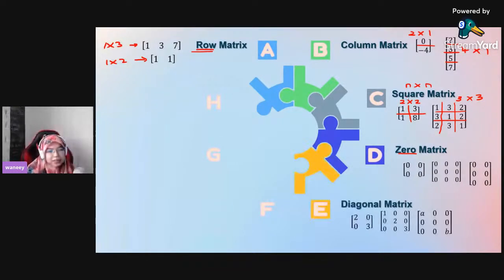Okay, next. A diagonal matrix. So what do we mean by a diagonal matrix? Diagonal is over here when you have the same number for i and j. So the entry is Aij, right? So if i is equal to j, then those are the diagonal entries. So for example, the 2 is A11, the 3 over here is A22. So that is why we call it the diagonal matrix.